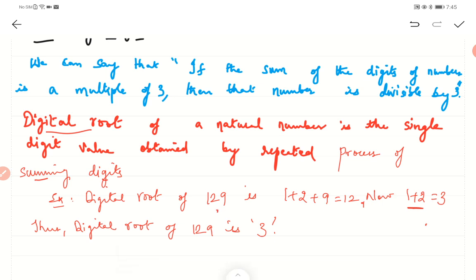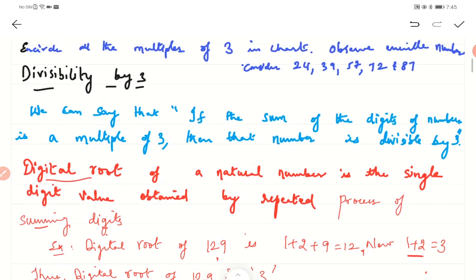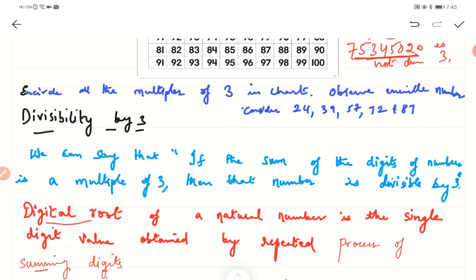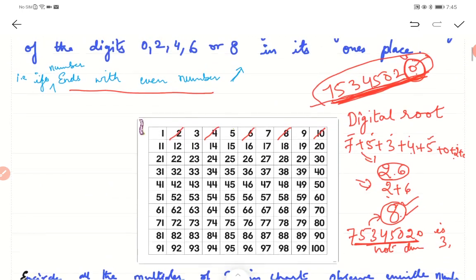Okay, I hope till here it's very clear to everyone how to check if a number is divisible by 2 and how to check if a number is divisible by 3. It's totally clear, isn't it? Okay, what about 4 now?